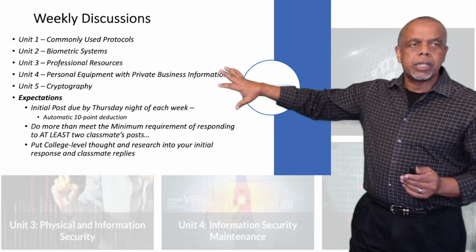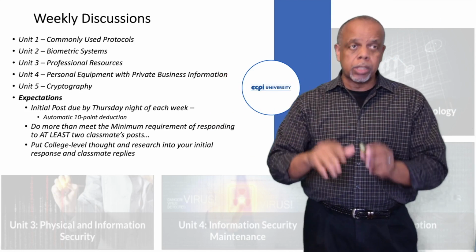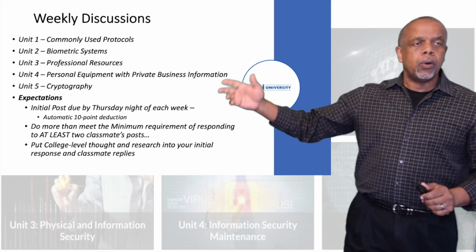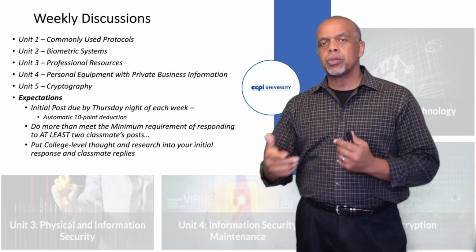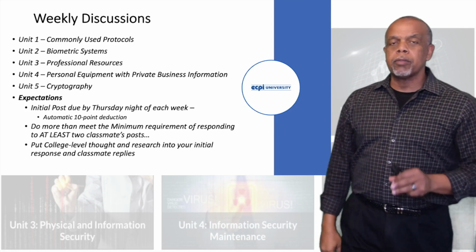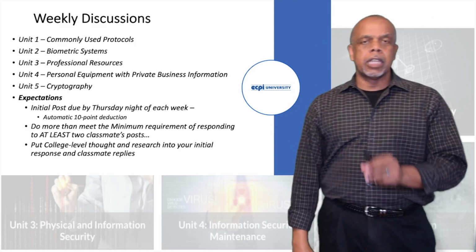Also, in Unit 3, we get into some of the different types of professional resources we're going to talk about. Unit 4, which is how we handle private business information and some of the personal equipment associated with that. Unit 5, one of my favorites, is cryptography, because that is a very important topic.